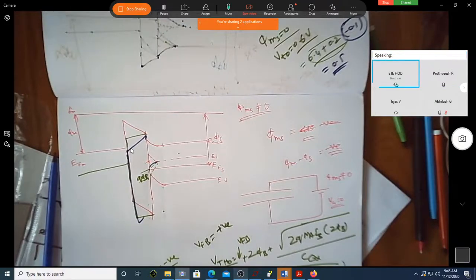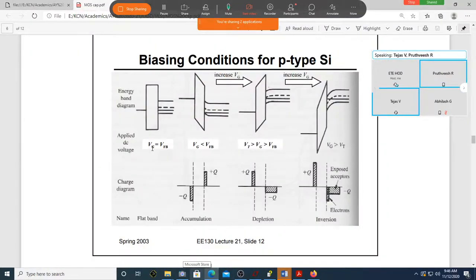Now VFB is there. How do I make it go flat here? I need to apply negative voltage at the gate. How much negative should I apply? I should apply the flat band voltage magnitude. So suppose there is no work function difference, how much gate voltage should I apply? 0. Correct? VG can be 0, VG can be positive, VG can be negative, that is equal to flat band. So if the gate voltage is equal to flat band voltage, the band is flat. Correct?